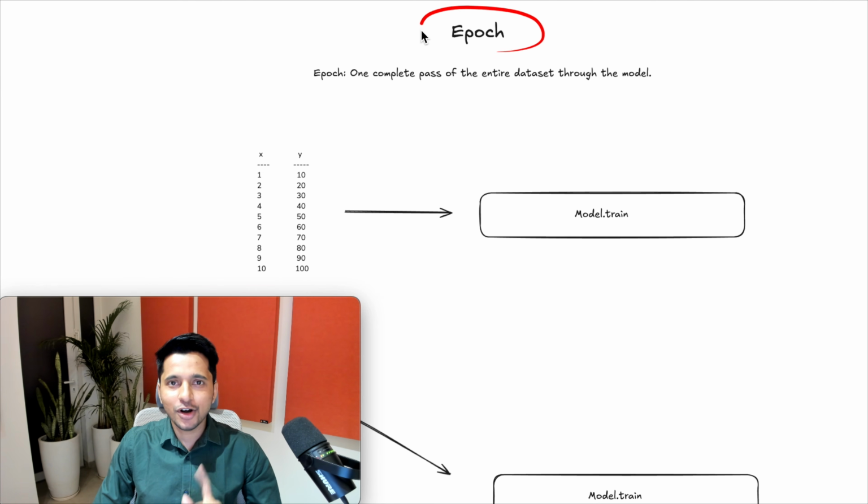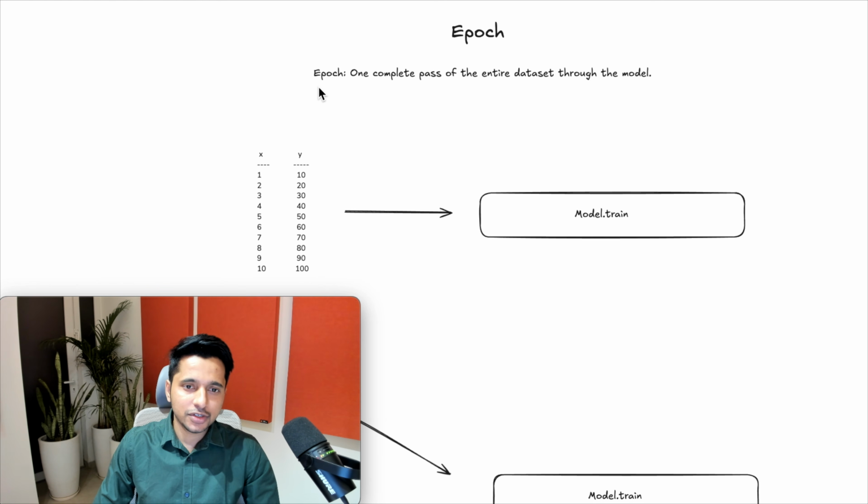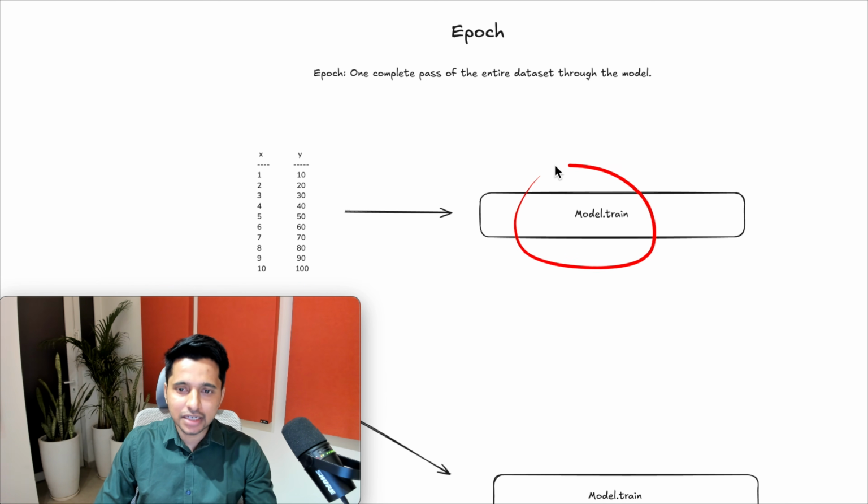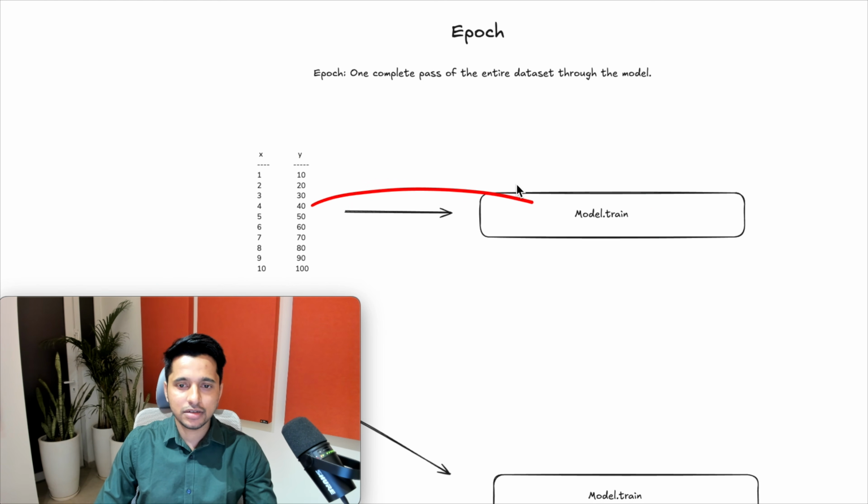So our first term is epoch that we want to understand today. The definition of epoch, as you can see on the screen, is one complete pass of the entire data set through the model. Here we have the model that we are training, and here we have the data set, and as we have taken 10 samples in this data set, the meaning is that the model has seen the entire data set once. That is the meaning of epoch equal to 1. The entire data set has been seen by the model, meaning the model has been trained on the entire data set. That is the meaning of one epoch.